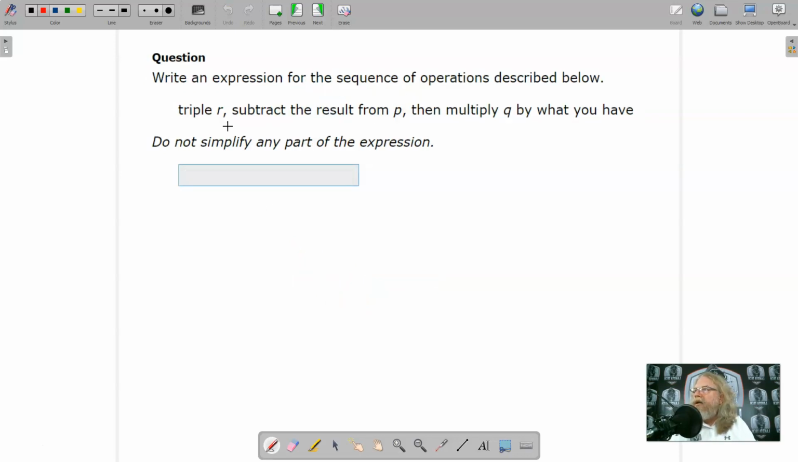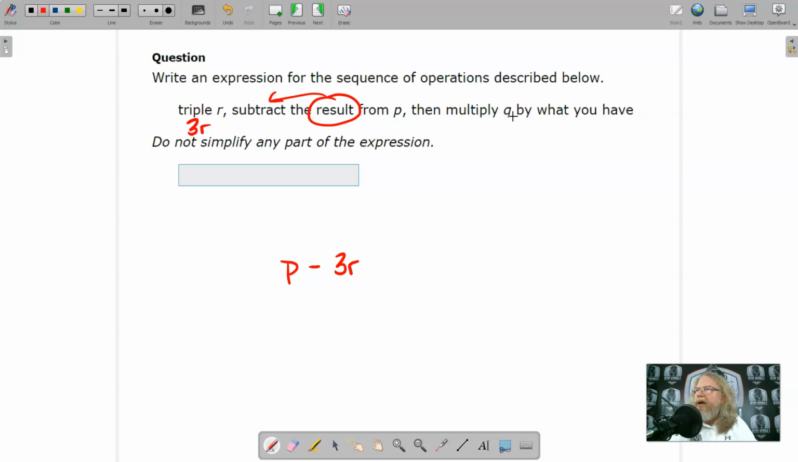Triple R, subtract the result from p, then multiply q by what you have. Okay, well, if we double something as multiplying it by 2, then tripling it must be multiplying it by 3, right? So triple R, we'll do that as 3R. Subtract the result from P. So the result is what we had over there. P is what we're starting with. So we need to do P minus 3R.